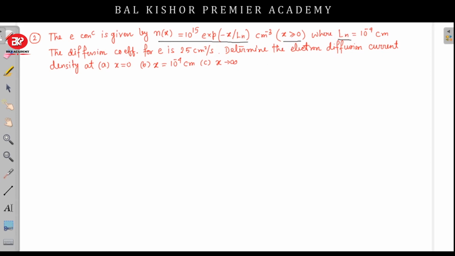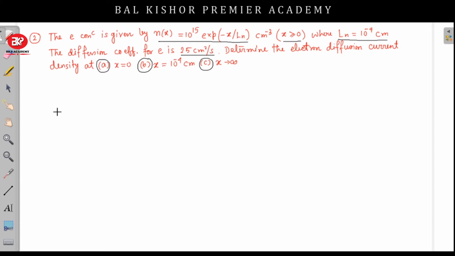So Ln is given, the diffusion length of the electron, and the diffusion coefficient is given as 25 centimeter square per second. Determine the electron diffusion current at x equals to 0. First question is for x equals to 0, then we have to find for x equals to 10 to the power minus 4 centimeter, then for x equals to infinite.